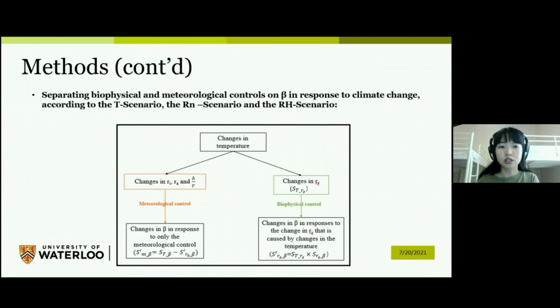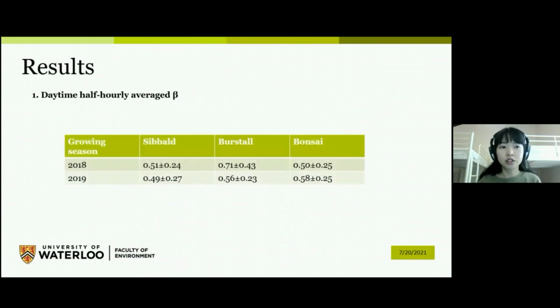So now let's look at the result part. First, I'd like to show the daytime half-hourly average Bowen ratio of the 3 sites across the 2 growing seasons. We can see that the Bowen ratio has a similar magnitude across the 3 sites, and also across the 2 years. And generally the latent heat is 2 times larger than the sensible heat, despite that those wetland ecosystems belong to different types and have different geographical settings.